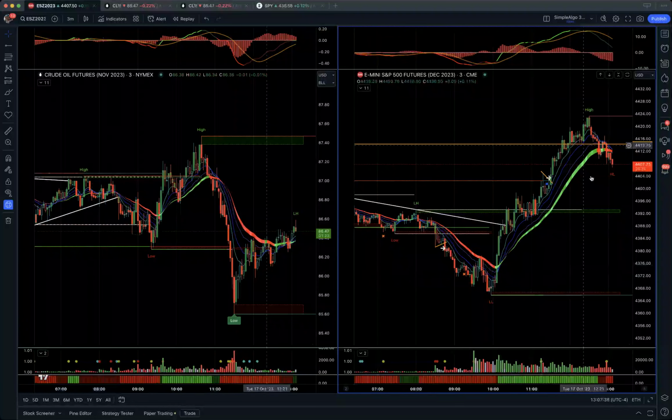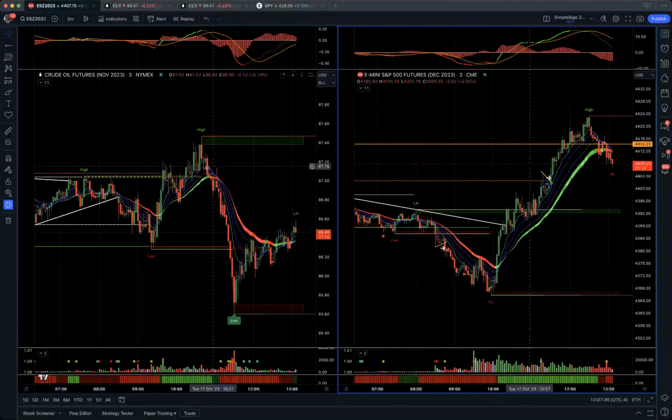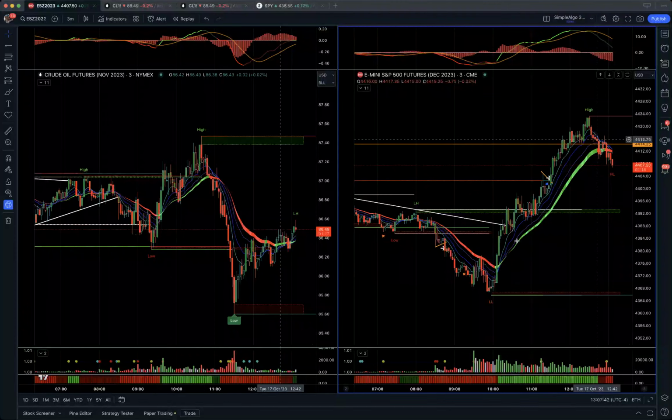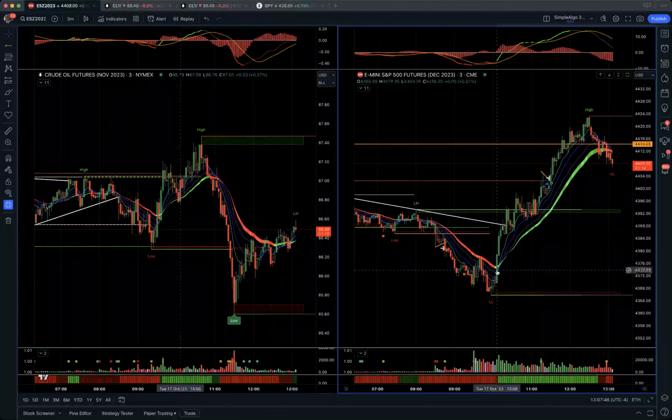So just wanted to give you some insight here to what things look like. This is the crude market, a little sloppy today, but the S&P and the NASDAQ performed flawlessly, both long and short.